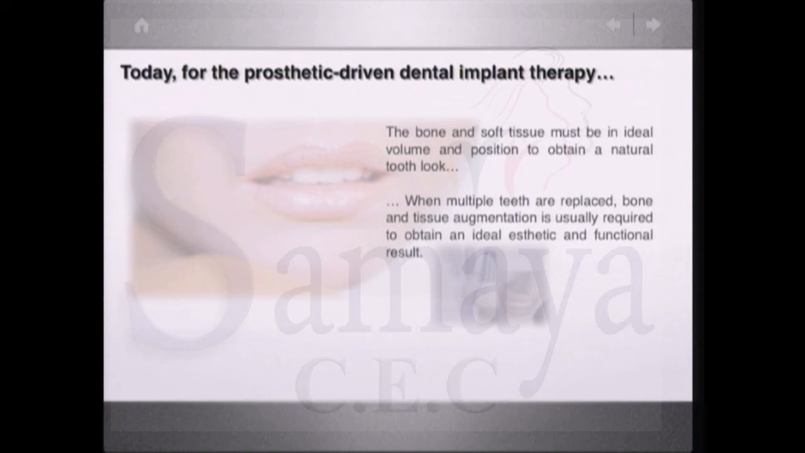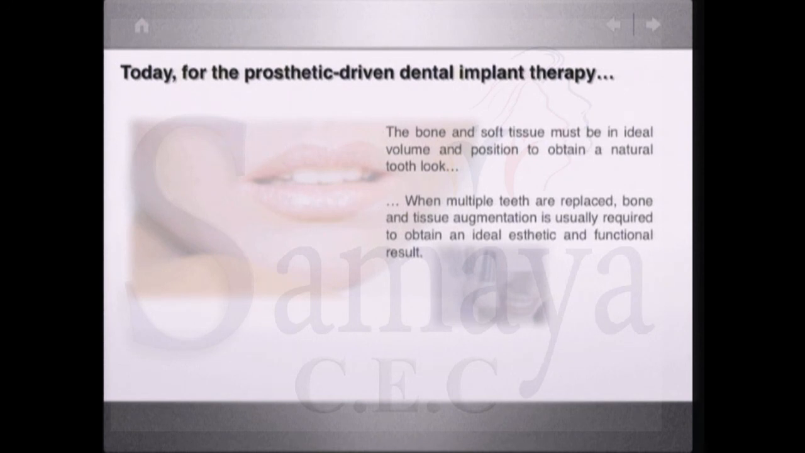So you have to be able to visualize, and you have to know what kind of restoration is going on your implant before you place the implant, because that will determine the position and the angulation of the implant. So you need bone and tissue must be an ideal volume for you to be able to place the implant in the right position.